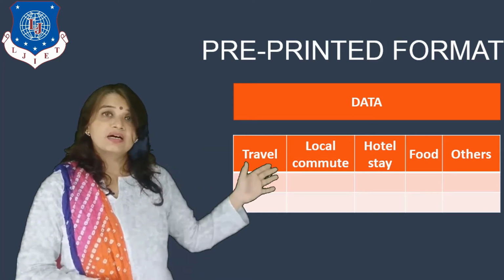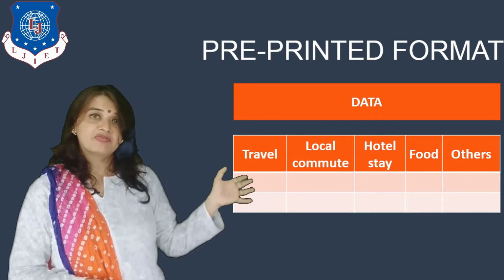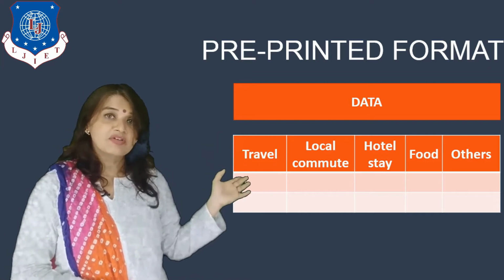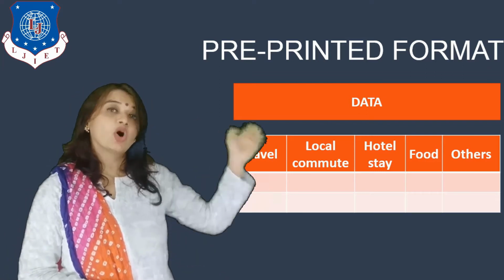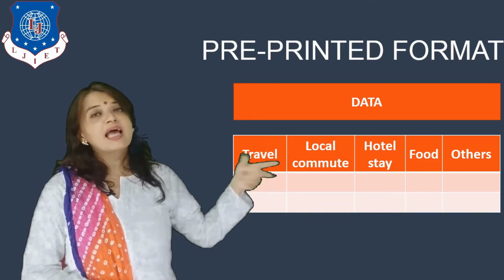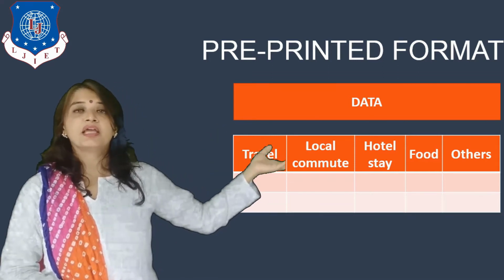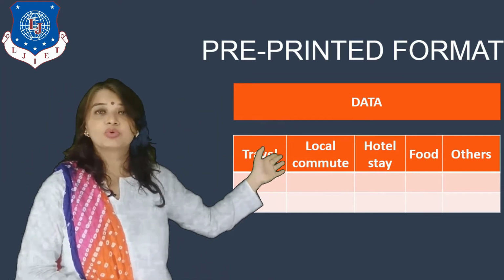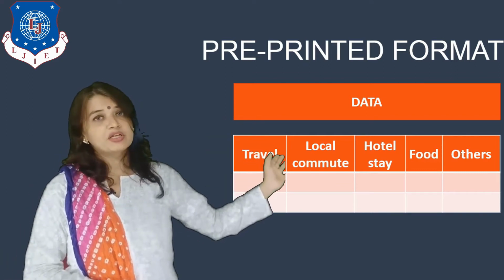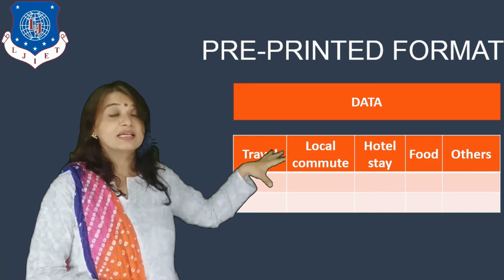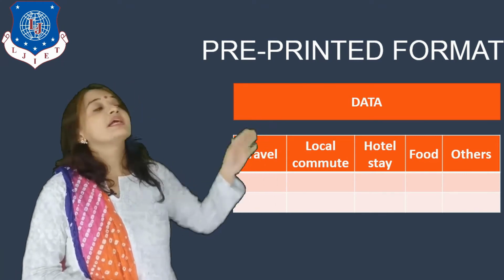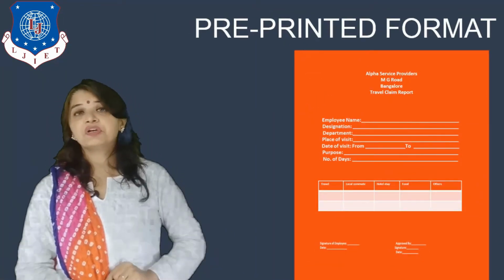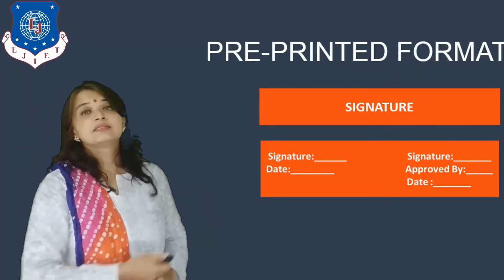So in the data of our travel claim report, we have the travel, that means what amount the person has spent in the travel, then in the local commute, then in the hotel stay, then for the food and any other expenses that the person may have spent. So that is mentioned in this table. So this will give the total amount to be given by the organization to the employee. So some data which is required is put either in a table format or it can also be in a list format.